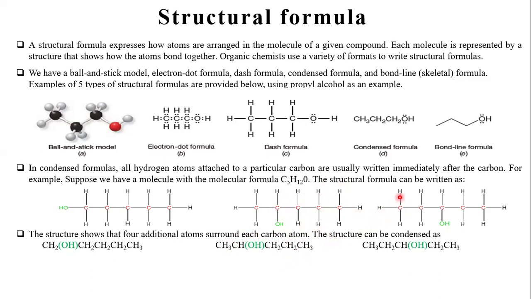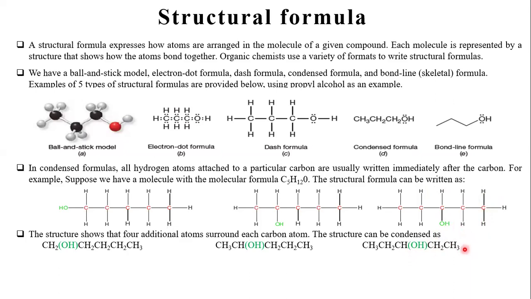Then the last structure, we can see that's 3-pentanol. Its condensed formula will have the first carbon surrounded by 3 hydrogens, and then the second, 2 hydrogens. The third has 1 hydrogen and 1 OH. So this is 1 hydrogen, 1 OH, and then the fourth, 2 hydrogens, and then the last carbon is surrounded by 3 hydrogens.